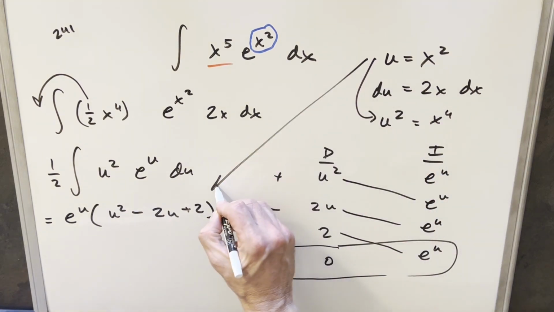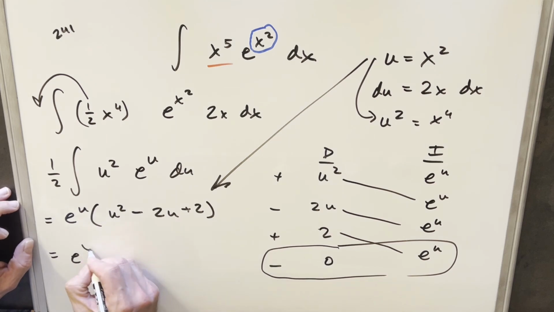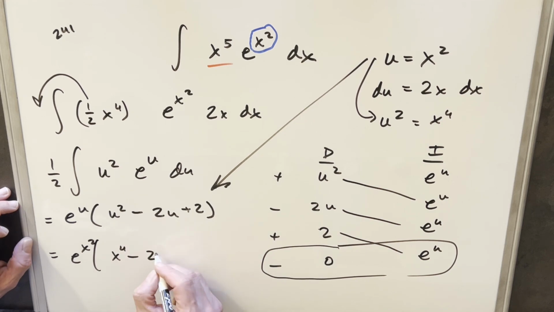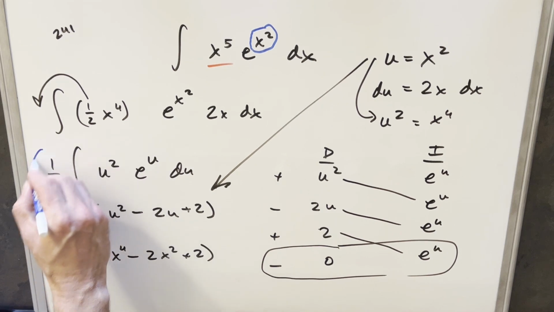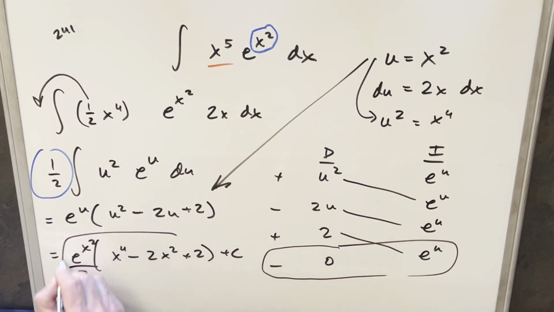Now we can just back substitute to finish this thing off. So we'll have u is x squared, so we're going to have e to the x squared. U squared is x to the fourth using this, minus 2 x squared plus 2. And you know what? I forgot this 1/2 right here. So let's bring that down. We'll just write it in like this, add a plus c, and that's it. Okay, fun problem.